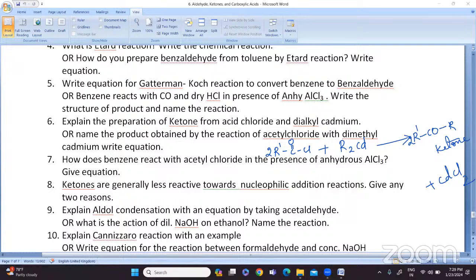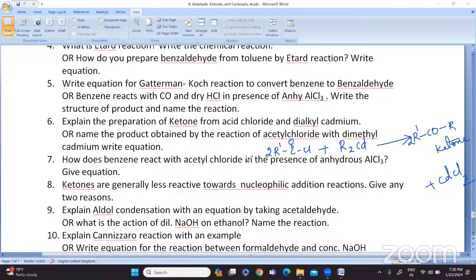So explain the preparation of ketone from acid chloride and cadmium. This reaction you have to explain. Now what is the explanation for this? Your 2 moles of acid chloride react with dialkyl cadmium to give you ketone as the product and cadmium chloride as the byproduct.